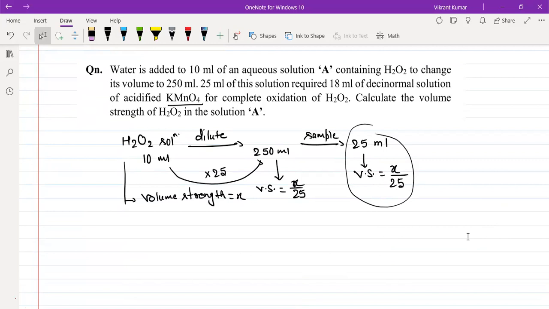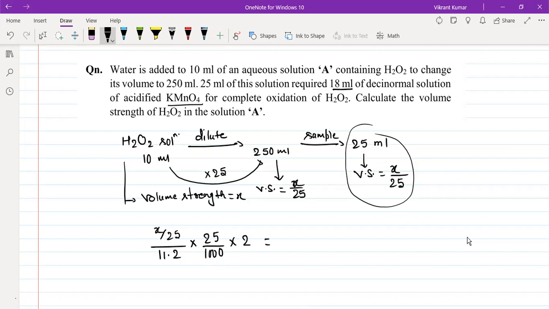So gram equivalence. मान ले मैंने वॉल्यूम स्ट्रेंथ इसका लिया x by 25, that much divided by 11.2 gives you molarity, है ना. Molarity into volume in liter gives you moles, and into n factor gives you gram equivalence. ये काम बार बार करते हैं. चलो KMnO4 के लिए बताओ क्या करना पड़ेगा. It says 80 ml of this solution.